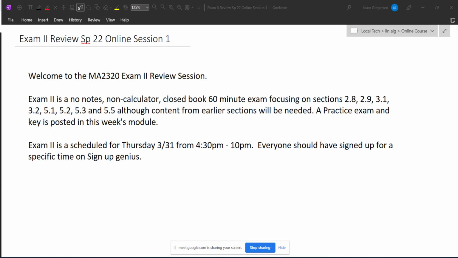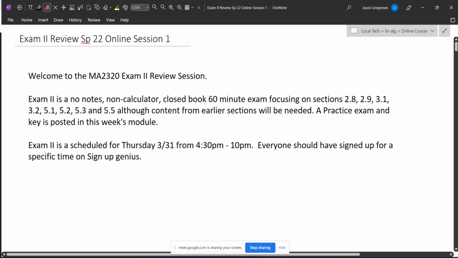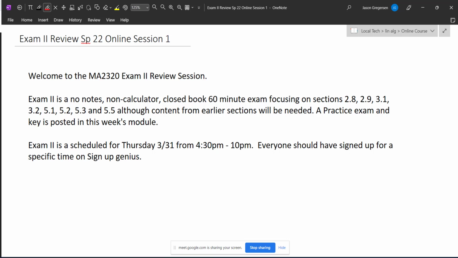All right, so on the screen here we have the general exam reminder. Exam 2 is going to be a no notes, non-calculator, closed book, 60-minute exam focusing on sections 2.8 through 5.5, all the sections that we have covered in that range. Although, of course, earlier content will be required to do some of the work.